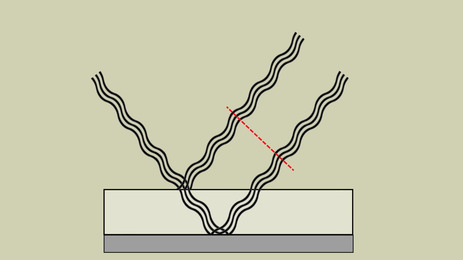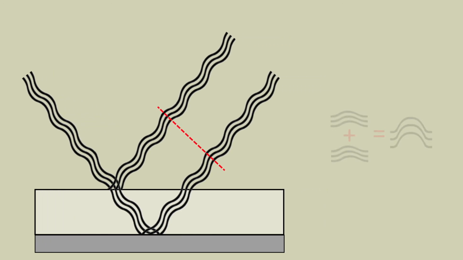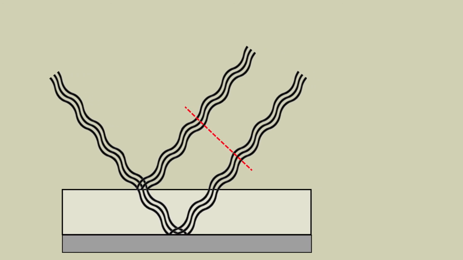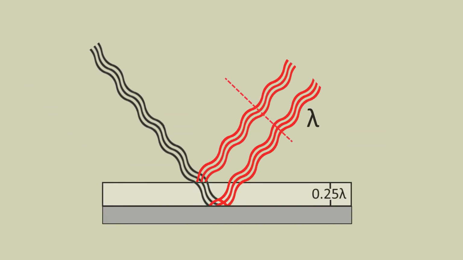When light reflected off the oxide metal interface is in phase with the light reflected off the oxide film, the resultant wave is the sum of the amplitudes. This is constructive interference. If the two reflected waves are out of phase, then their amplitudes cancel each other out. This is destructive interference. When a light of wavelength lambda is reflected from the oxide metal interface, it is eliminated by destructive interference if the thickness of the oxide is 0.25 times lambda.